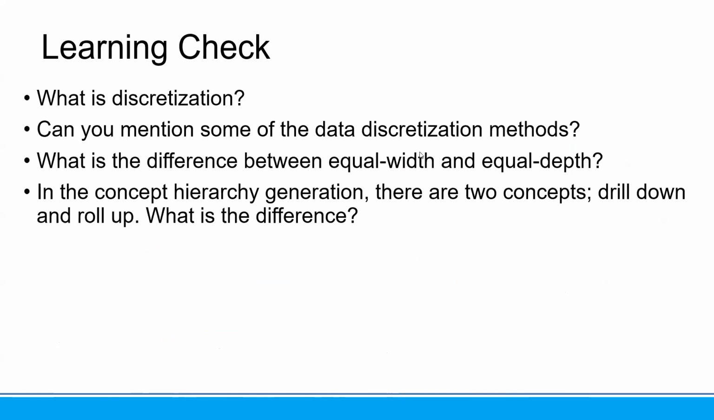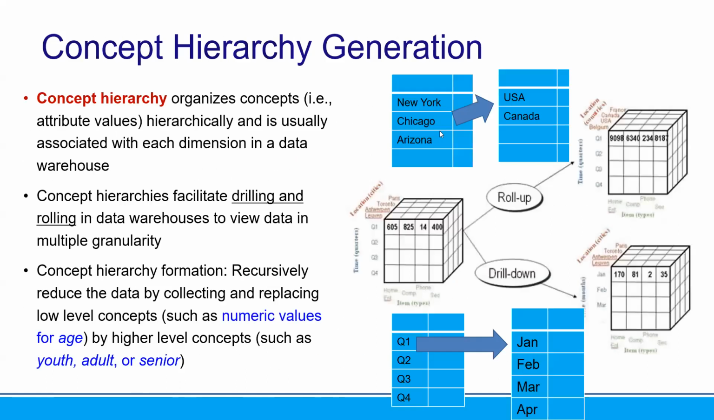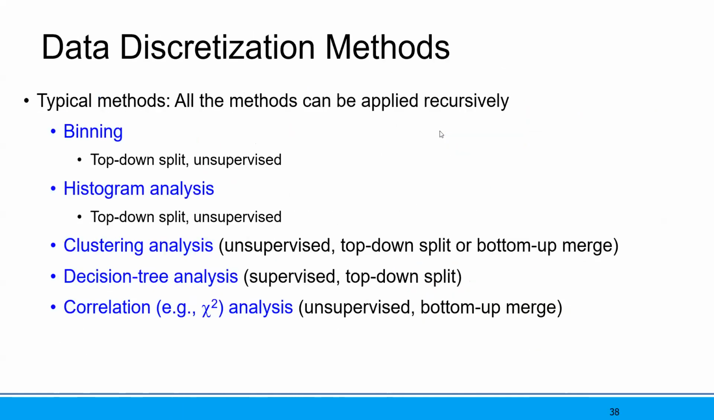Can you mention some of the data discretization methods? I think you already learned this one. The discretization methods consist of binning and histogram. Those are the typical methods. But the methods related to clustering, decision tree, and correlations are more advanced.